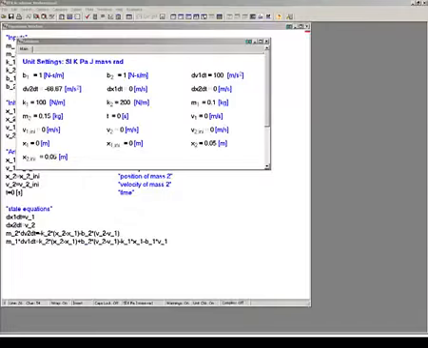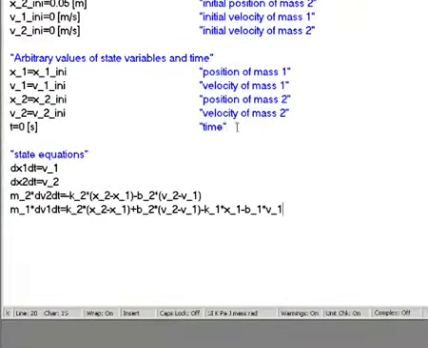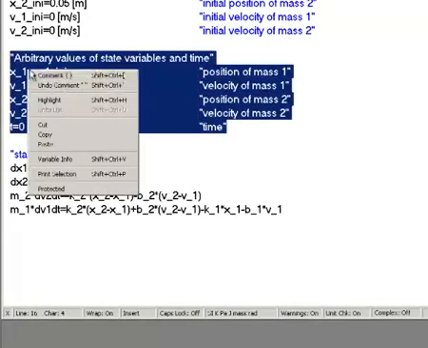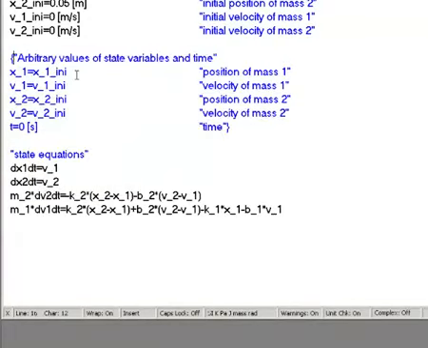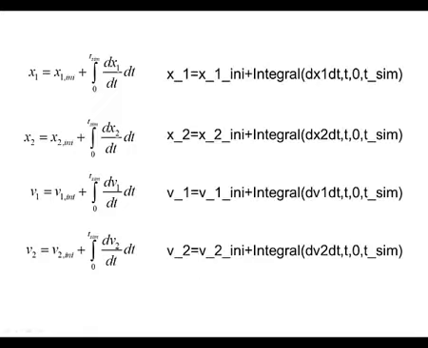So now we can comment out the specified values, the arbitrary values of the state variables and time, and we can go ahead and implement the numerical integration. And that integration is shown here for all four of the state variables. We're going to approximate these integrals using the integral command, as shown here.